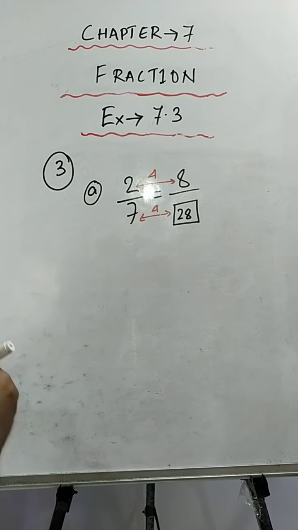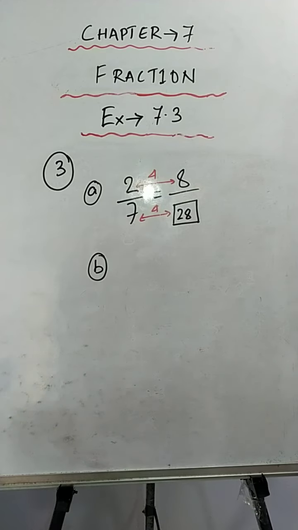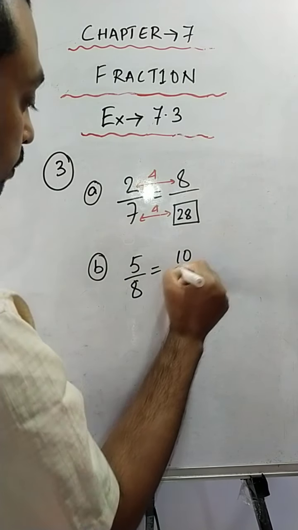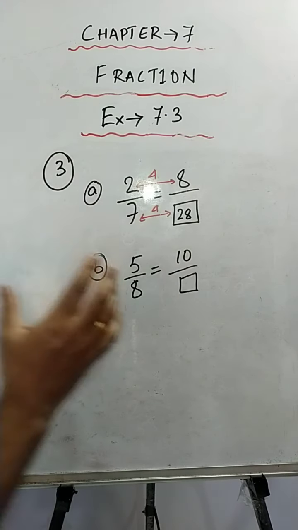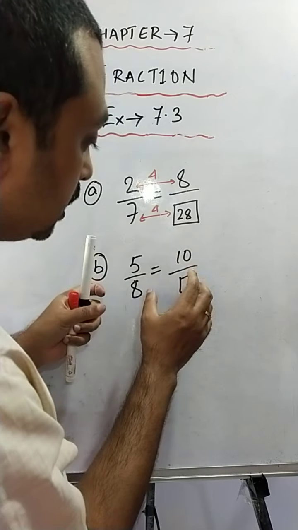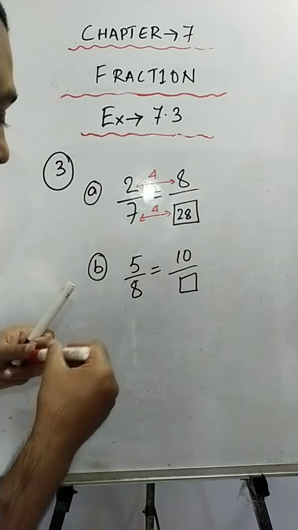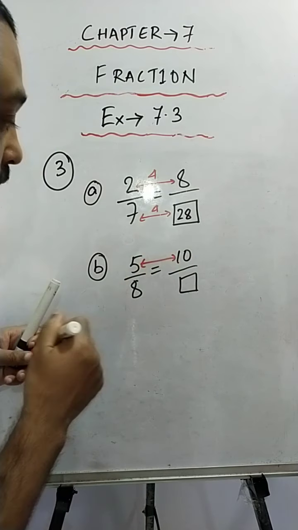So let's move on to sum number B. What is sum number B? We have 5 by 8 equals to 10 by box. Always you have to see in both the fractions which term is given, the numerator or the denominator. In this case also we have a numerator. So first try to see the relation. What is the relation actually?